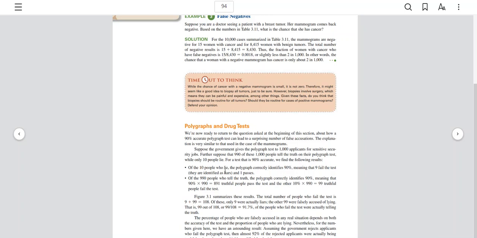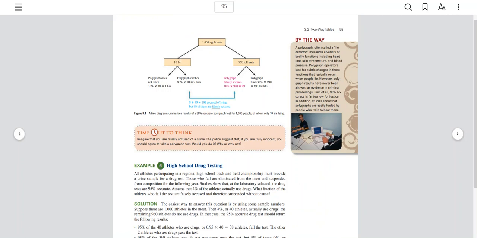Now, of the 10 people who lied, the polygraph correctly identifies 90% of those, meaning that 9 failed the test and 1 passed. And of the 990 people who tell the truth, 90% of those are 891. Now, it's kind of getting confusing because I just looked up here about this 90%, and then they got a 90% here. So it's starting to get cloudy on what we are talking about. So let's say we want to organize this. And one way that you can do that is to do a little tree diagram.